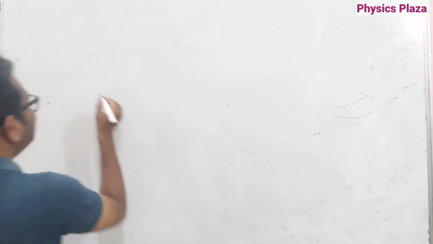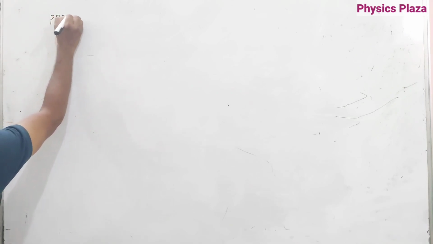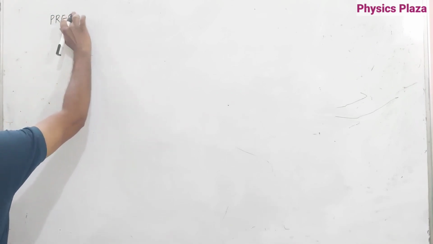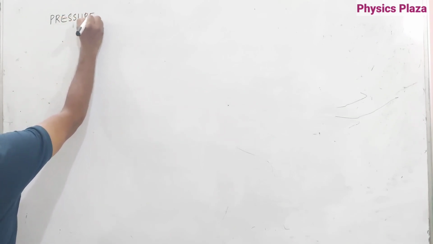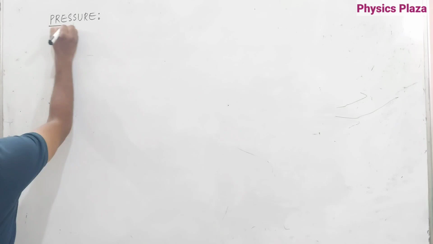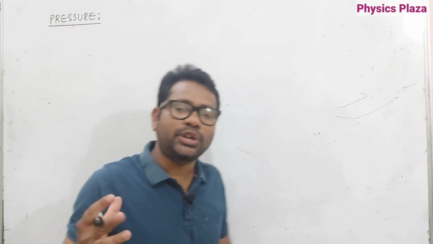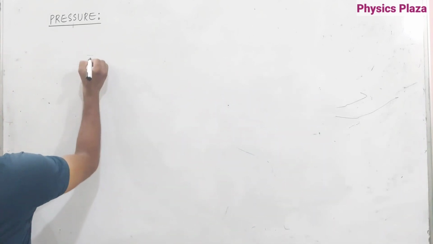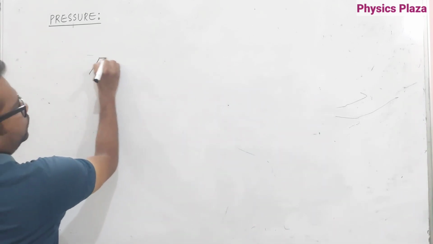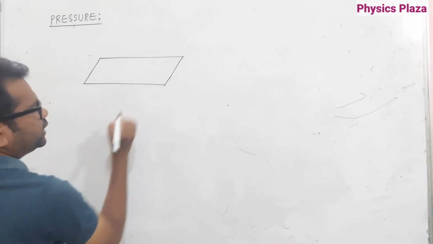Okay, fine. Let us learn what actually pressure is. Children, here we see the definition of pressure, units of pressure and the relation. Then we discuss on which factors the pressure depends. Okay, fine. So children, let us take some surface area. Here is the surface area which we have taken.